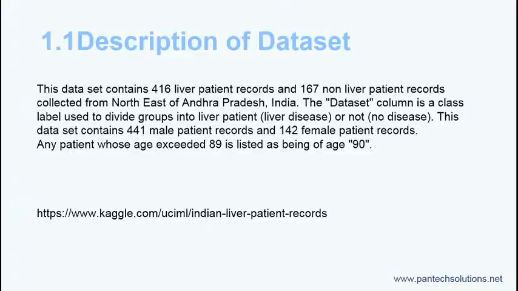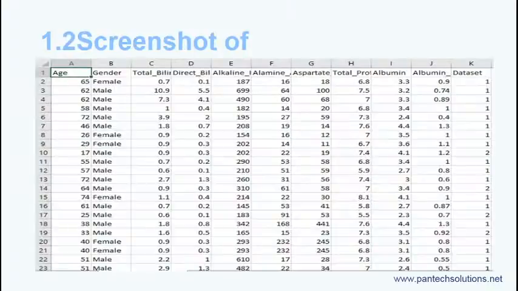In that non-liver patient, the number of liver-disease-affected persons is 167. The dataset is collected from Andhra Pradesh. Okay, so here I have a dataset of one label file. If you see the dataset, you will understand.